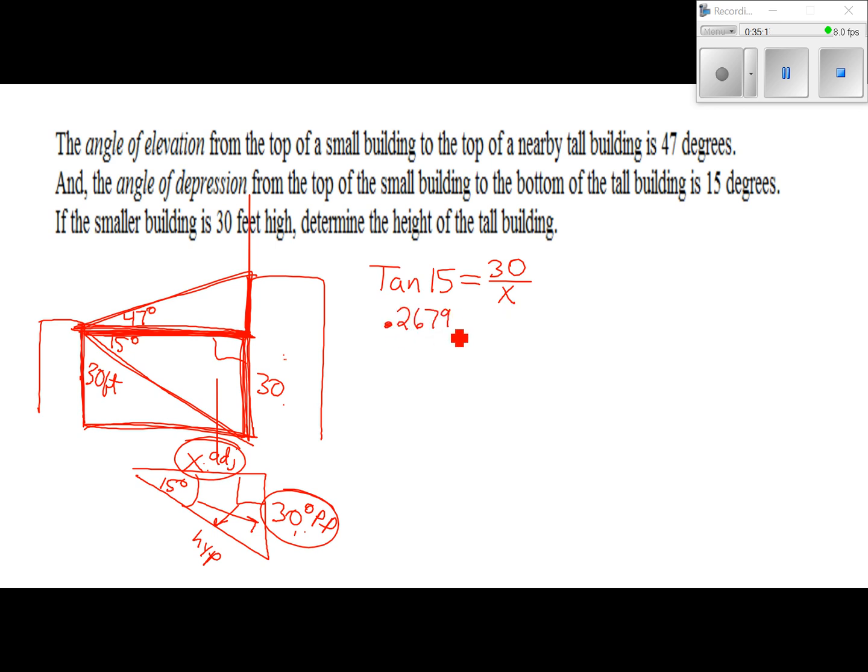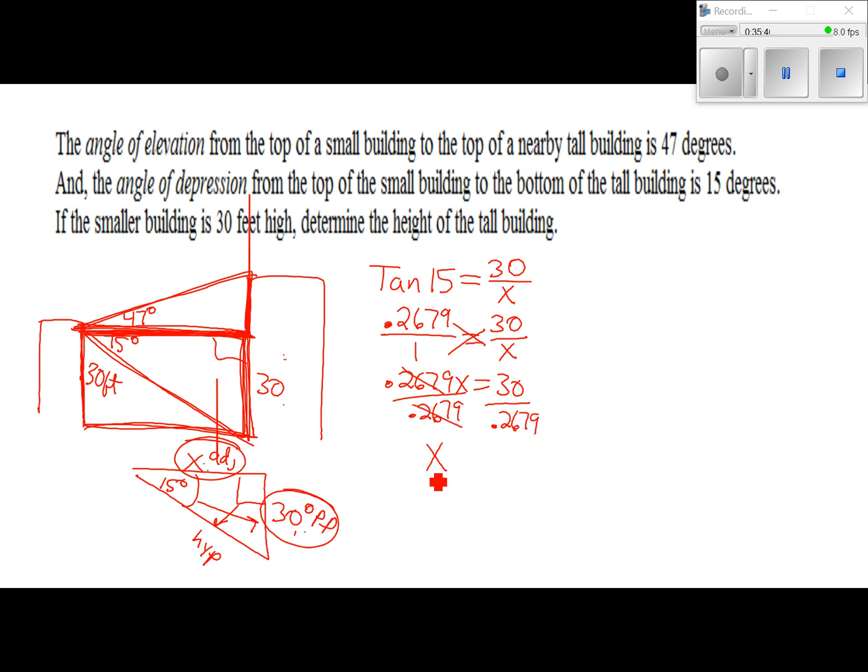0.2679. Put a 1 underneath that. That equals 30 over x. We cross multiply, we get 0.2679x equals 30. When we cross multiply that way, now we're going to divide both sides. And again, if you can shorten these up by skipping a step or two here and there and just not writing all this down, it makes everything a whole lot easier.